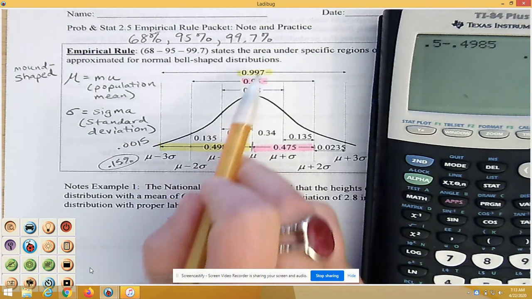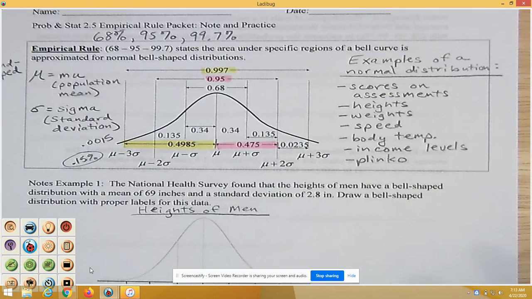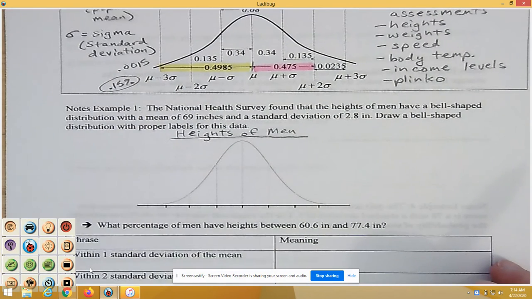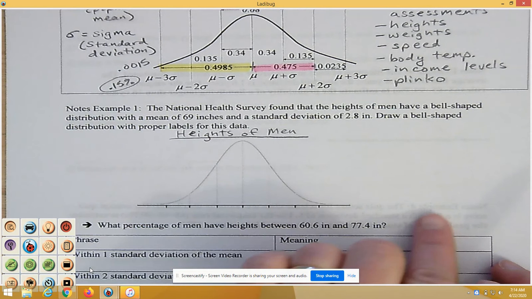So let's look at this in the context of a few problems. For the first example, and from this point forward, I would just keep drawing in the bell curve with your markers for the center, and then adding 1, 2, 3 standard deviations above, and then 1, 2, 3 standard deviations below. We're also going to shade so we know what we're looking for.